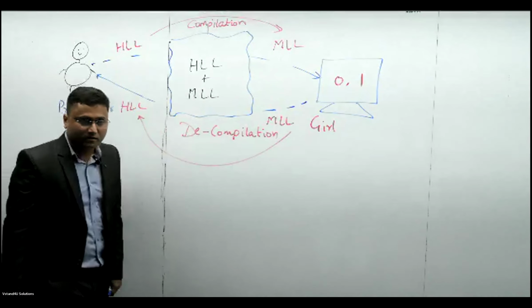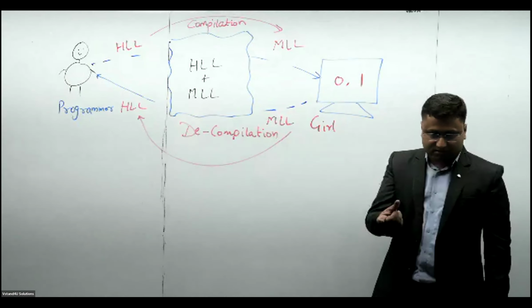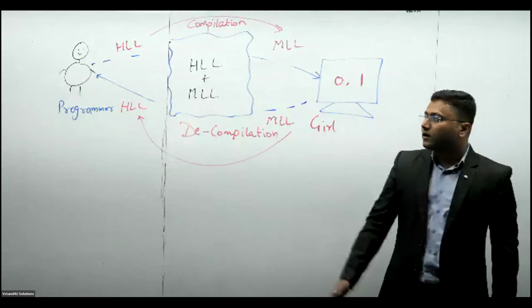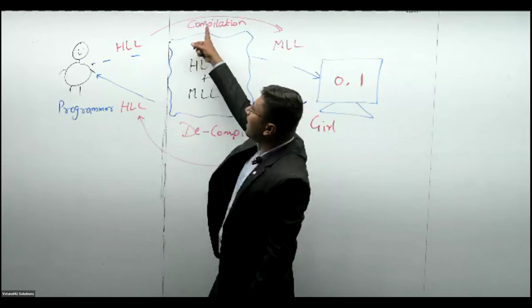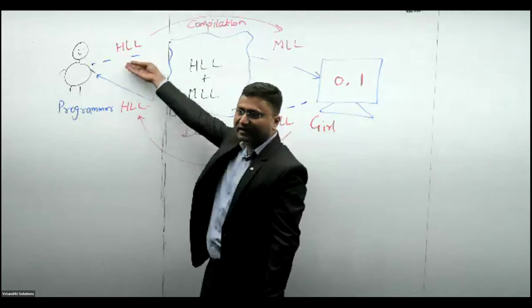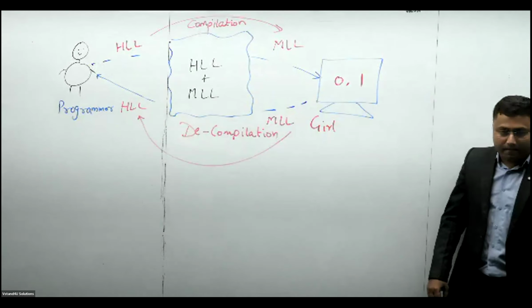So there is a translator required in between us, meaning the programmer, and the underlying machine. What is that component? It is called a compiler, which takes our instructions and converts them into machine level language. This process is called compilation.